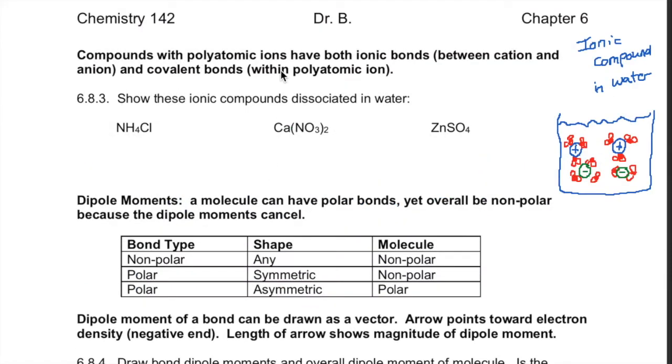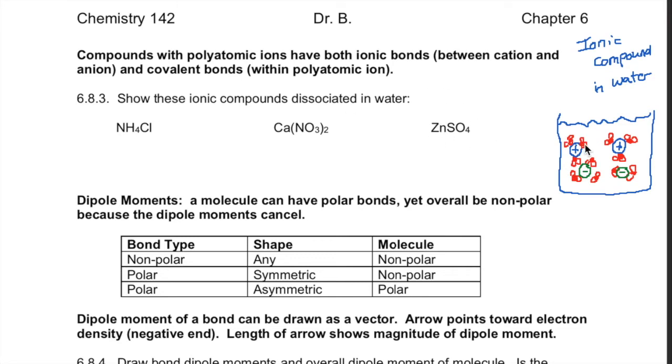I want to take a look at some compounds that have polyatomic ions in them. We've looked at some of the Lewis structures of these ions before, ammonium, nitrate, and the Lewis structures show that the nitrogen and oxygen are sharing electrons. We have covalent bonds here within that polyatomic ion and within ammonia. However, the overall structure of ammonium is an ion. The same thing with nitrate, the same thing with sulfate.